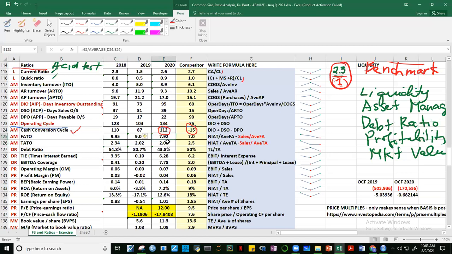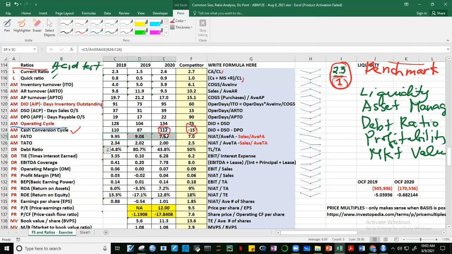So here, guys, mukhang mas maganda yung FATO ni XYZ compared to our competitor. Dito kasi 7.92 pesos of sales per 1 peso of fixed assets. Pero sa total assets naman, dito, 2 pesos sales for every 1 peso of total assets. So, mas magaling si direct competitor natin, 2.5 peso of sales per 1 peso of total assets. Okay, so that's your FATO and your TATO.